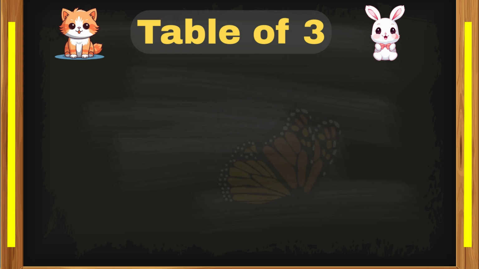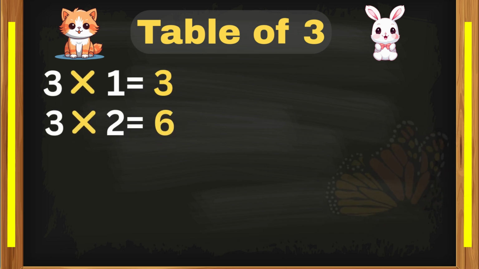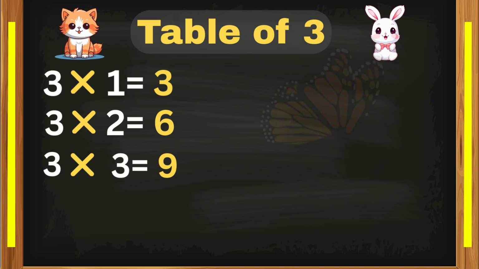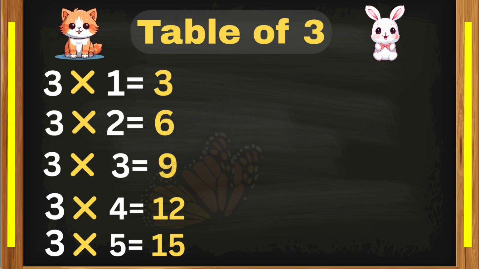Let's learn the table of 3. So let's start. 3 1s are 3. 3 2s are 6. 3 3s are 9. 3 4s are 12. 3 5s are 15.